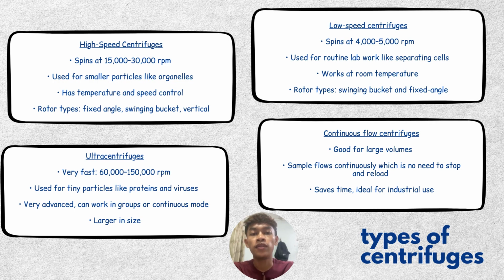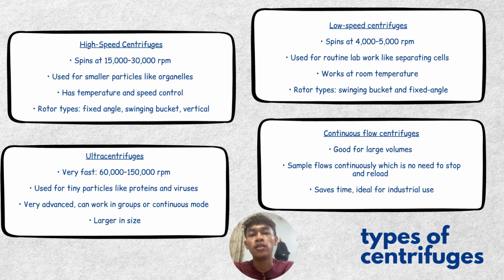So the next one, we have the high-speed centrifuge. This one goes faster, between 50,000 to 30,000 RPM, and it's used for smaller particles like mitochondria. It has temperature and speed control and uses 3 rotor types, which are fixed angle, swinging bucket, and vertical.